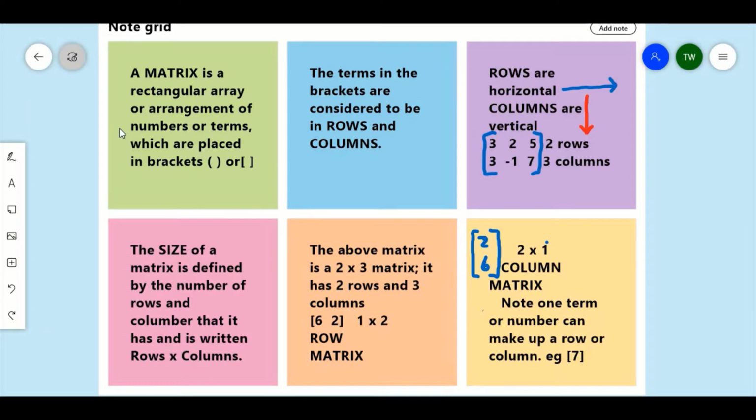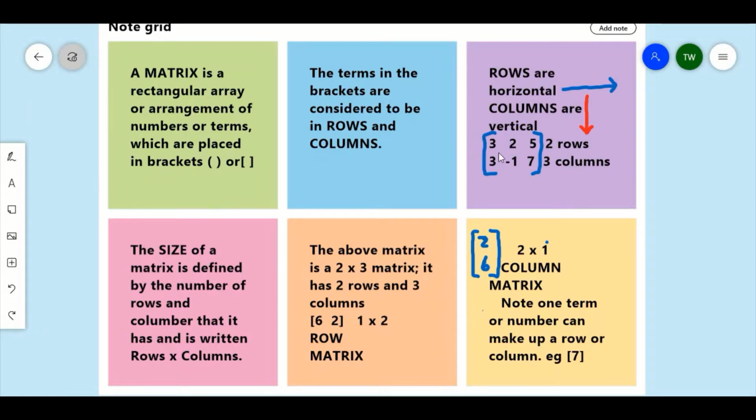What is a matrix? A matrix is a rectangular array or arrangement of numbers or terms which are placed in brackets. The terms in the brackets are considered to be in rows and columns. Rows are horizontal, columns are vertical.